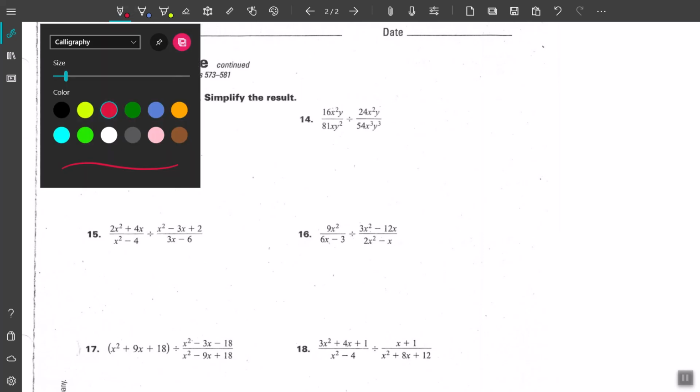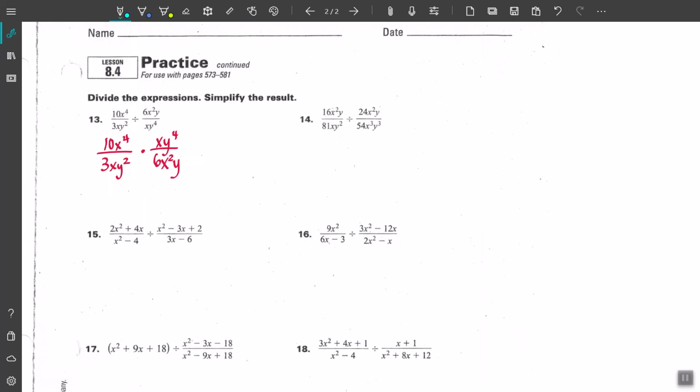So yeah, let me change colors here so we can see that better. I'm going to reduce my constants first. So I'm going to divide this one by 2 and this one by 2 as well. And then at that point I'm done with my constants. I'm going to move to my x's. My x to the 4th here is going to cancel with this x down here. So I have 4 in the numerator, 1 in the denominator. That one will go away, and this will give me an exponent of 3 here.